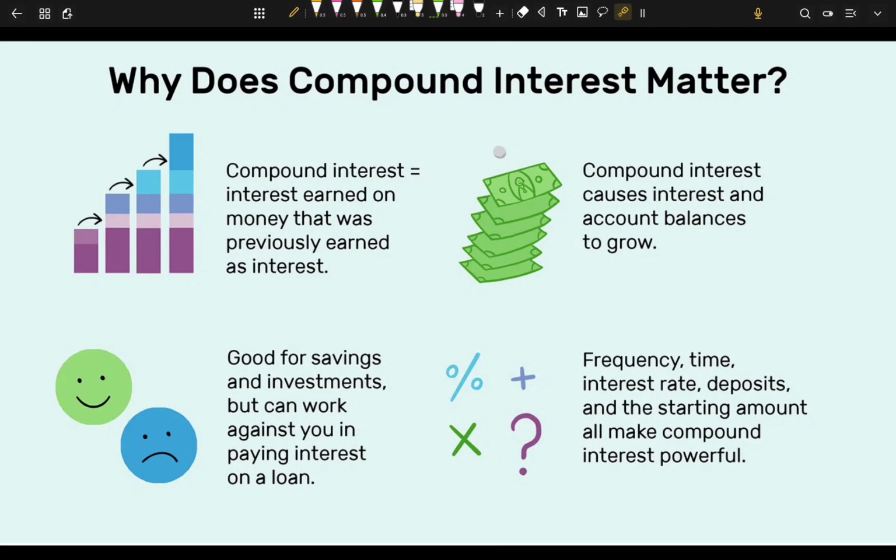But, can work against you in paying interest on a loan. Iyon nga, medyo masasacrifice tayo, magkakaroon tayo ng sakripisyo in terms of kapag naglo-loan tayo kung compound interest ang meron. And frequency, time, interest rate, deposits, and starting amount make compound interest powerful. Ayan.